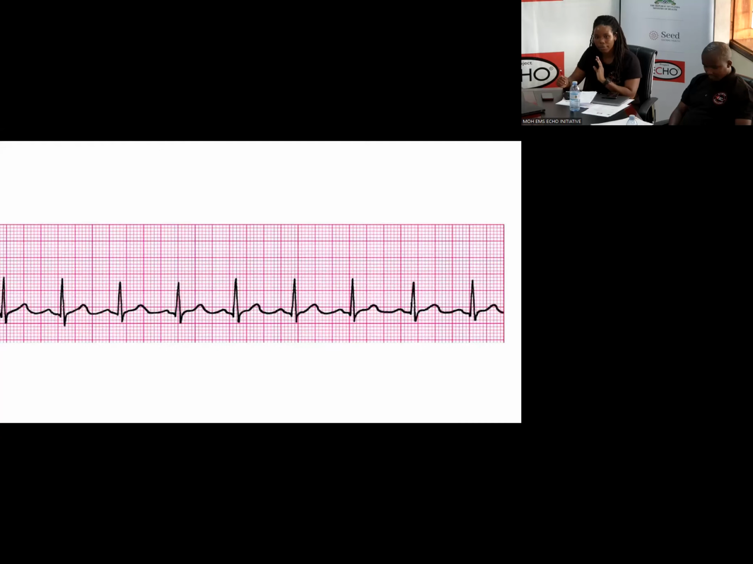So again, we want to make sure that it's no more than 0.12 seconds, and every QRS is preceded by a P wave. So there should be a P wave before a QRS complex and a QRS complex after a P wave.